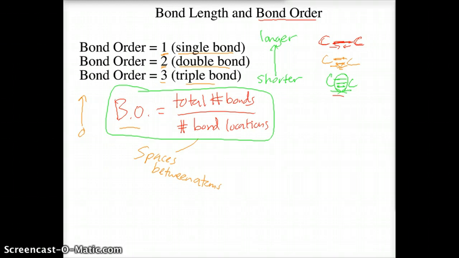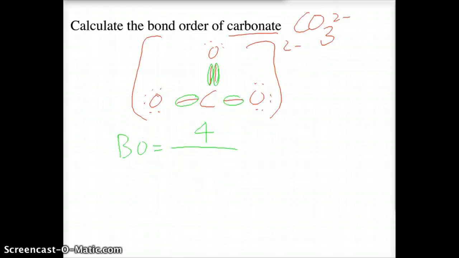Now, I need to divide that by the number of bond locations, which we've said is the spaces between atoms. So how many spaces between atoms do I have? Well, between this oxygen and carbon, that's 1 space. Between this carbon and that oxygen, that's another space. And between these 2 atoms, that's a 3rd space. So there's 3 potential places where bonds could exist. So we would divide it by 3. So the bond order is about 1.3.